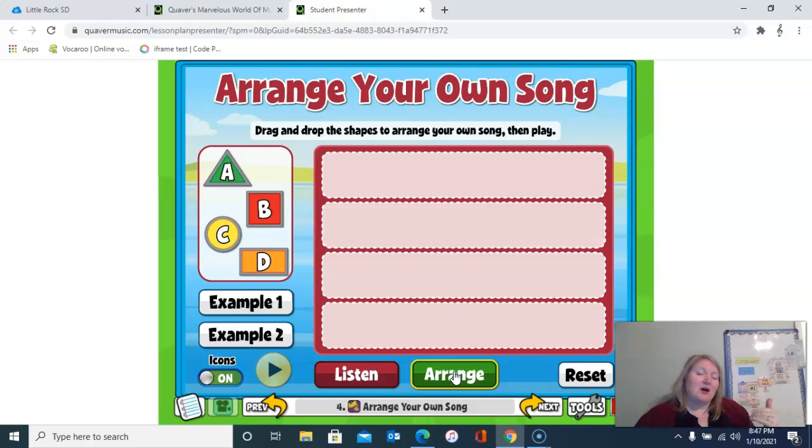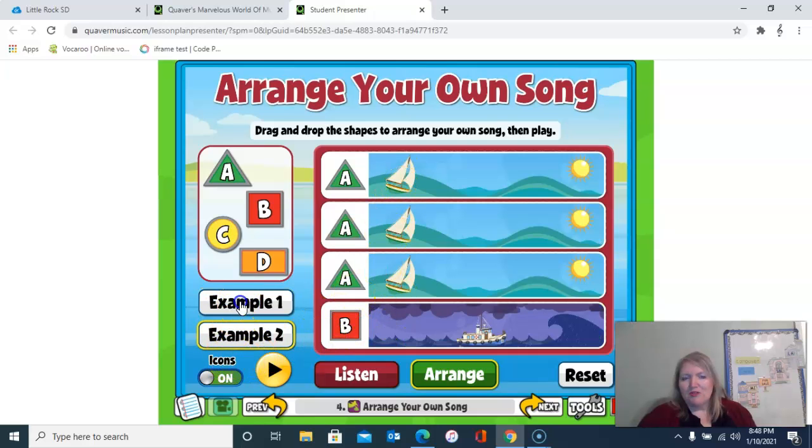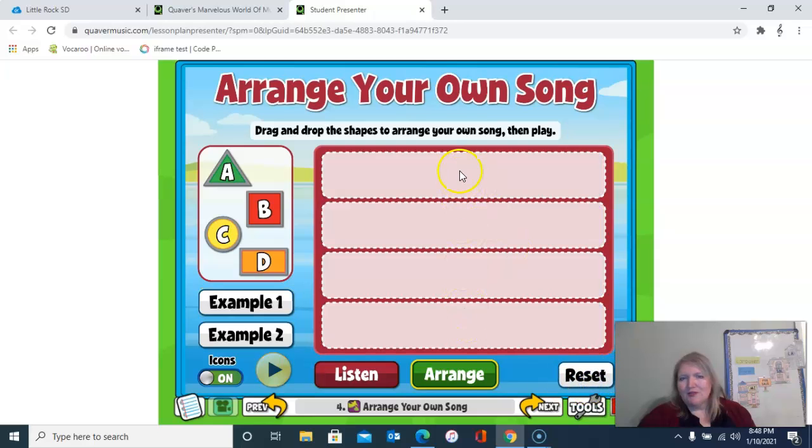So instead of being called the composer, they're called the arranger. So you're going to be an arranger today. You get to choose which part you want first. Now there's a couple examples here, if you want to look at the examples first before you do yours. But when you're ready to do yours, you're going to reset right here. So you start with a blank page, and then you're going to pull yours over.